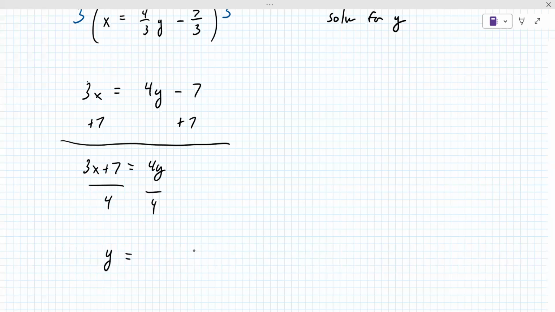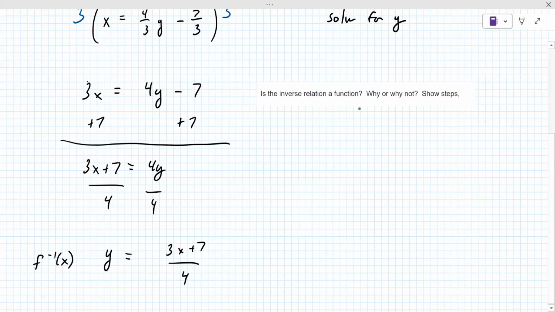So y equals (3x plus 7) divided by 4. And this is your inverse function here. Now the next part of the problem says, is the inverse relation a function? Why or why not? I don't really remember what we said last time, but this is a function.